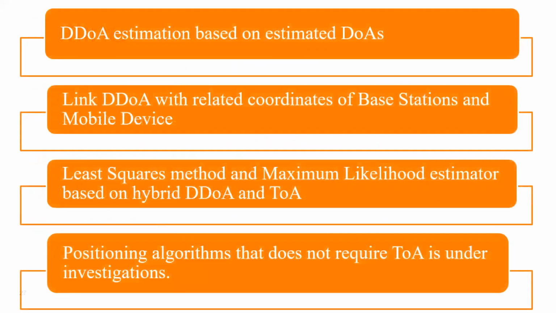And now we conclude our work. In our work, we proposed a self-positioning algorithm based on the DDoA, and the DDoA estimation is based on the estimated DOAs. We link the DDoA with the related coordinates of the base station and mobile device. The least squares method and maximum likelihood estimator based on hybrid DDoA and TOA are also proposed. However, we need a positioning algorithm that does not require the help of TOA, and the algorithm is under investigation.